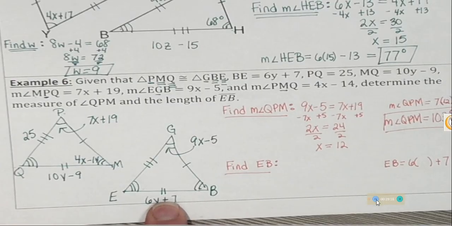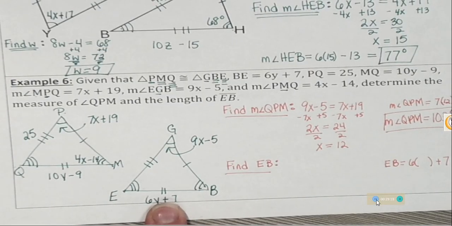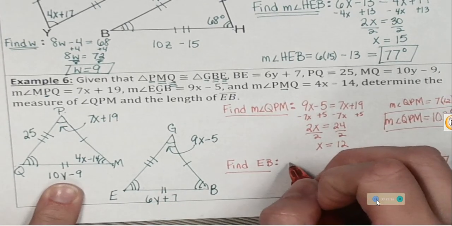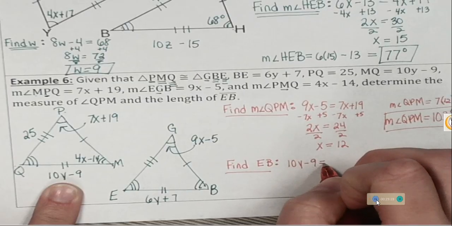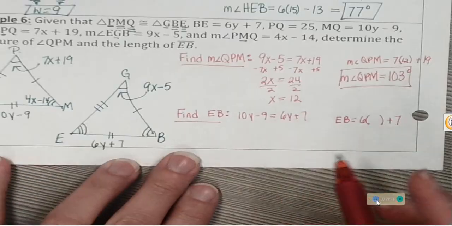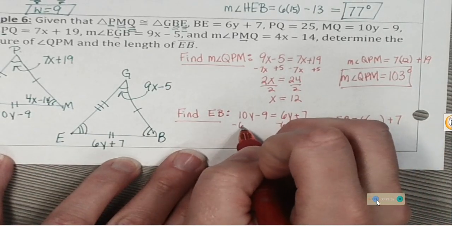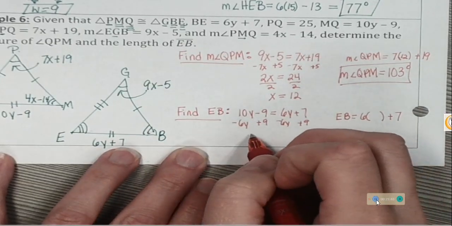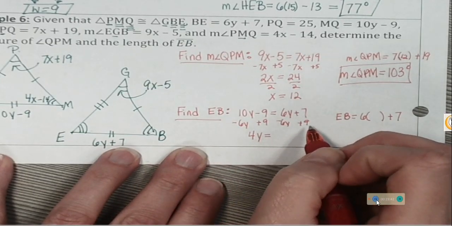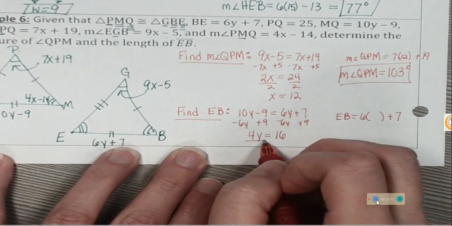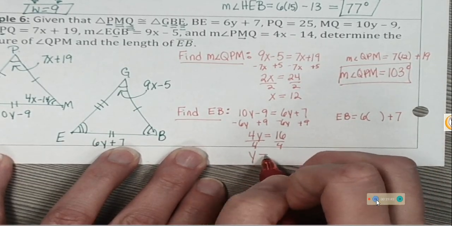Here is EB. What do you know about EB? What is it the same as? QM. So these two are the same. That means 10y minus 9 is actually equal to 6y plus 7. So I'm going to solve. I'm going to subtract 6y on both sides. I'm going to add 9 to both sides. So I'm going to get 4y equals 16. And I'm going to divide by 4. So what is my y value?